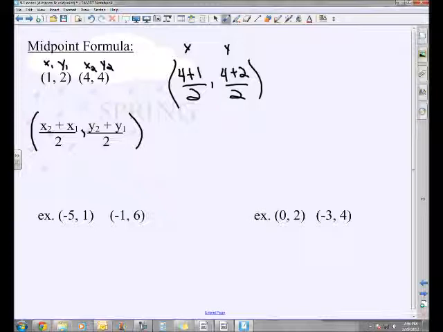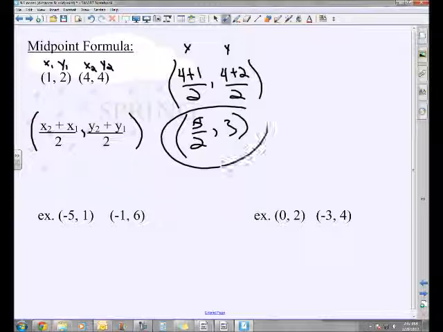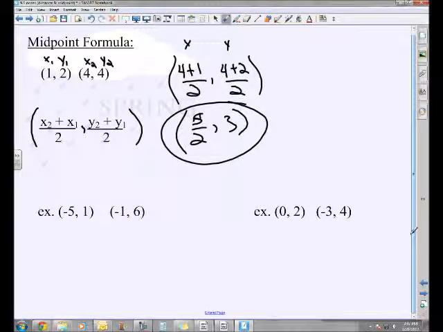And when we go to simplify, we're going to have 5 over 2, and 6 over 2, which reduces down to 3. So 5 over 2 and 3, there's our new point. That's the correct answer because we're in point form. Our answer is going to be a point. We're finding a midpoint. Let's do another one.